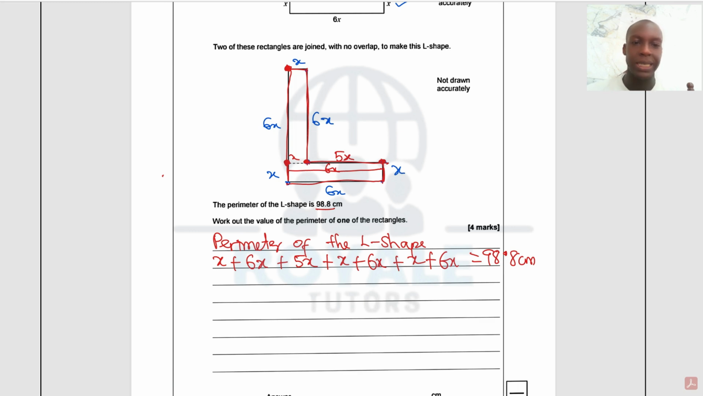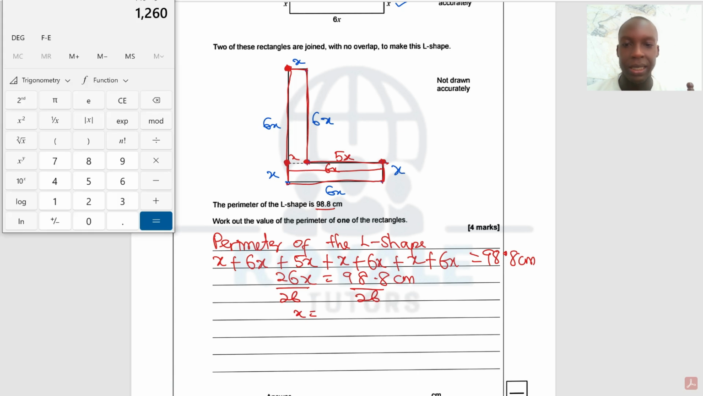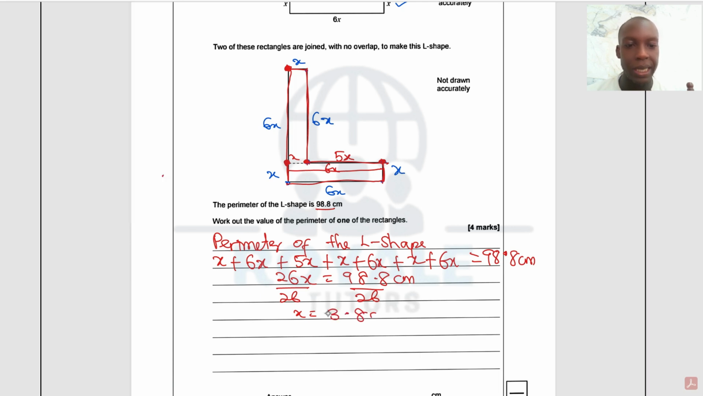What's x plus 6x? That's 7x plus 5x, that's 12x plus x, that's 13x. 13x plus 6x is 19x. 19x plus x is 20x, and 20x plus 6x is 26x, which is going to be 98.8 centimeters. Of course, we can divide both sides by 26. So we have that x is 98.8 divided by 26, and that's going to be 3.8 centimeters. So the value of x is 3.8 centimeters, but we are not done.